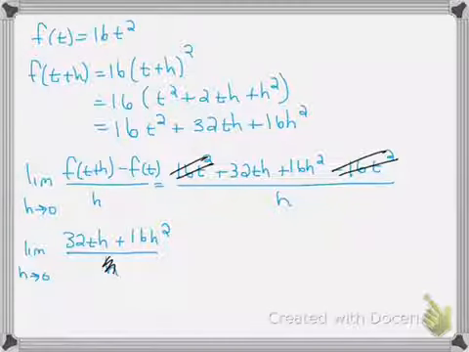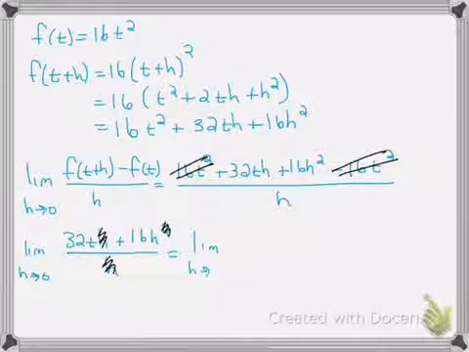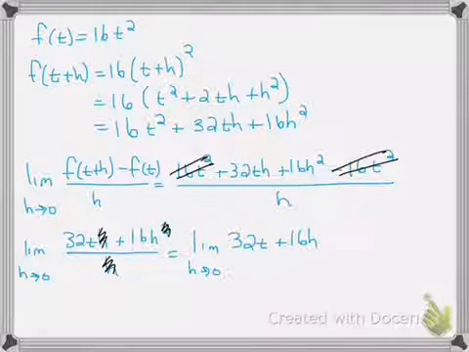I can simplify even further. This is algebra. We just distributed, we multiplied, we combined like terms. I'm going to simplify by dividing, so taking h out of every piece of information. My limit as h approaches 0 is now 32t plus 16h. Now this is where calculus comes into play. Everything up to this point, algebra. Algebra, algebra, algebra. Distribute. Combine like terms.